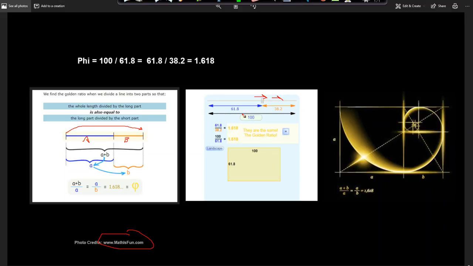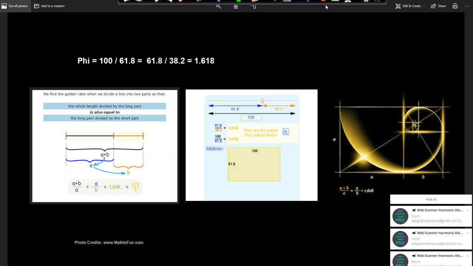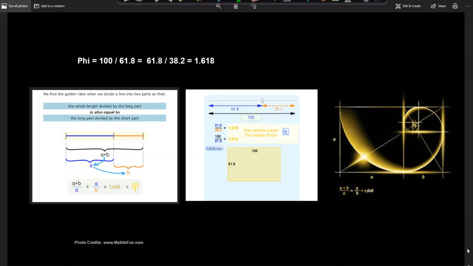But the relationship between the long number and the 100, and then the 38 point, or the smaller number and the bigger number, you reach an equilibrium where 100 divided by 61.8 equals 1.618, and 61.8 divided by 38.2 equals 1.618. And so you can just slide this back and forth, changing these lengths until you get 1.618, and they both match up. So it's a measurement of a percentage of one against the other. And so again, 1.618, golden ratio, phi.